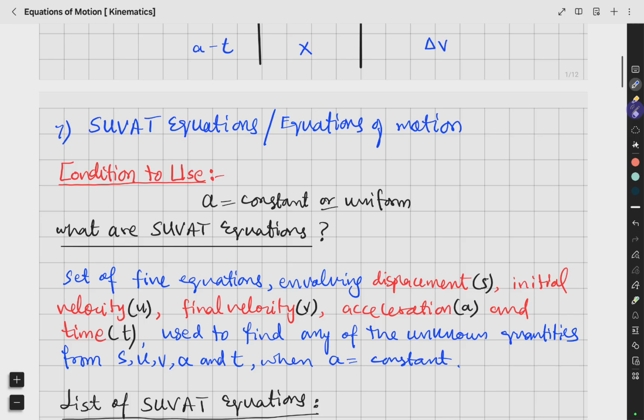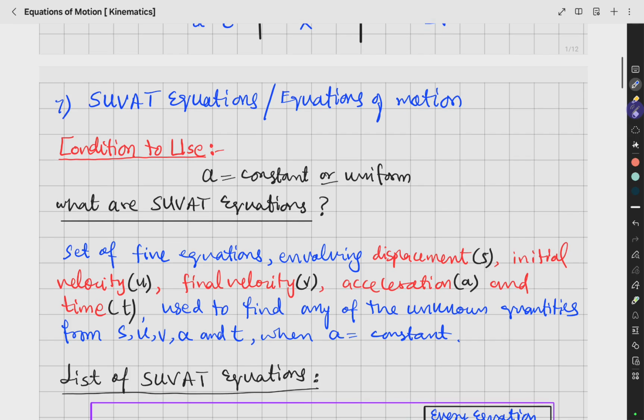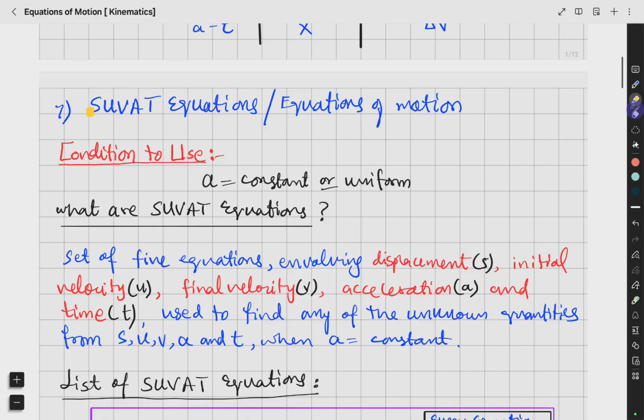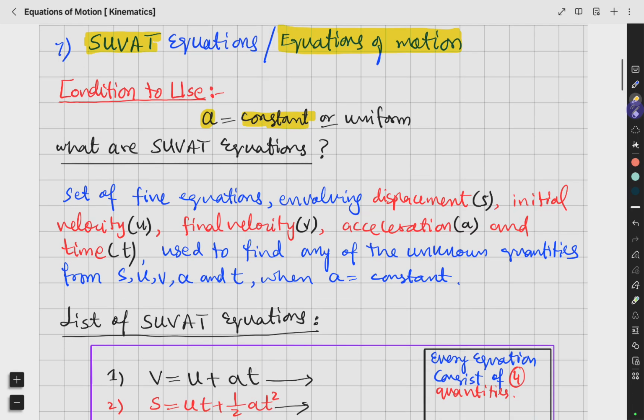Number 7 is the set of equations that we have to study today. These are commonly called SUVAT equations. Why do they call them SUVAT? Because they contain 5 quantities: S, U, V, A, and T. S is displacement, U is initial velocity, V is final velocity, A is acceleration, and T is time. These are also commonly known as equations of motion. These are 5 equations of motion that we are going to use only if the acceleration is constant. So this is the condition to use these equations.